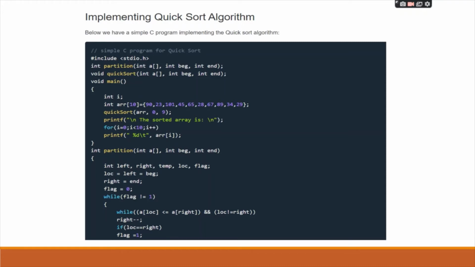That's the reason location is equal to left, left equal to beginning, right equal to end, and after all this will be modified in the upcoming changes. So, we have taken flag equal to 0 in the above statement. So while flag is not equal to 1, while a of location is less than or equal to a of right and location is not equal to right, we have set the location's value and the pivot element.